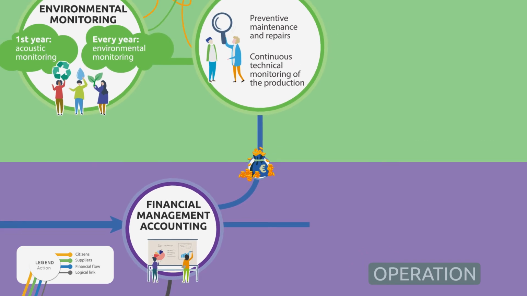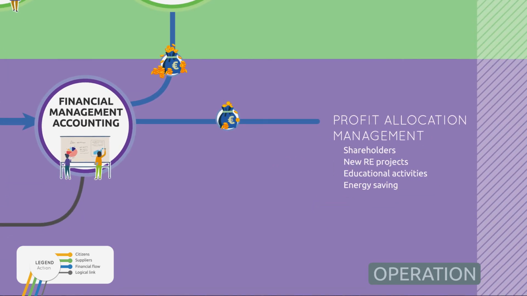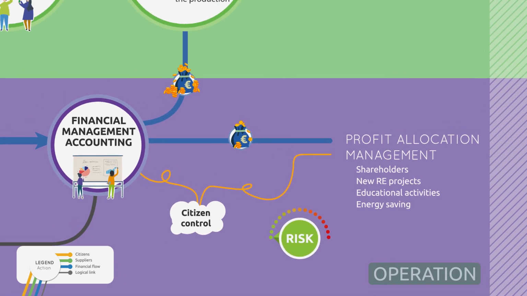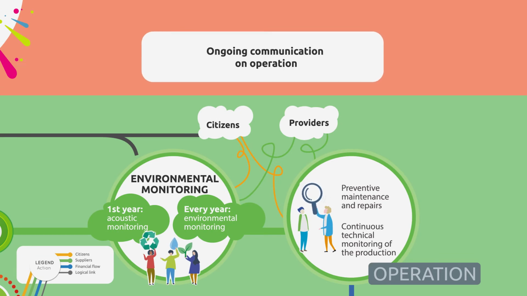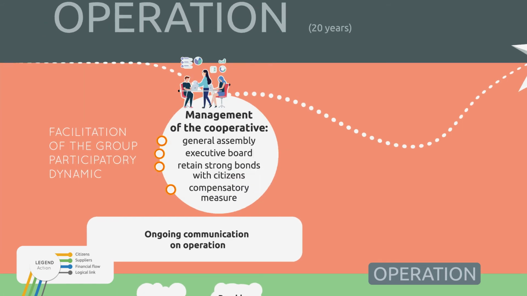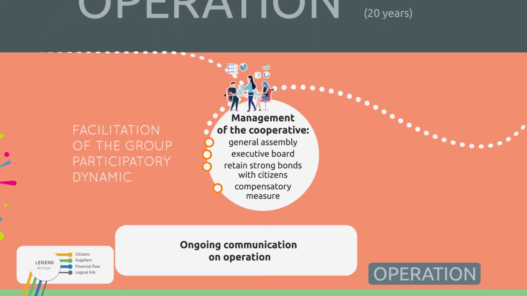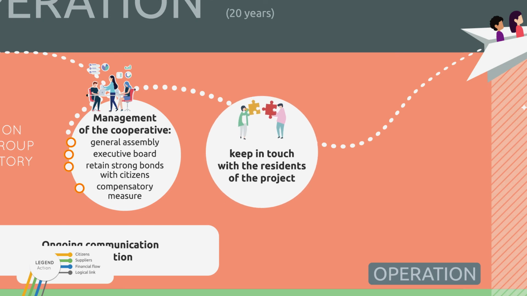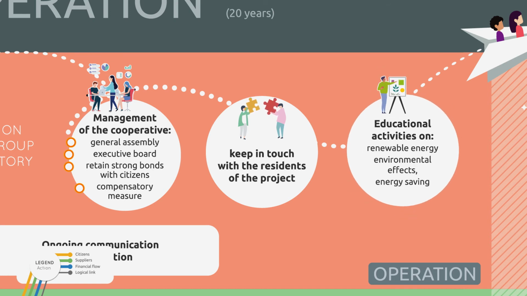This will also help manage the profit allocation that is distributed to shareholders, new renewable projects, education activities, and energy saving. Ongoing communication and operation is essential for the facilitation of the group participatory dynamic. It will have to include management by the cooperative, composing of the General Assembly and Executive Board, retaining strong bonds with citizens and taking compensatory measures. It is essential to maintain a constant relationship and a good communication with the residents of the project. Education activities are also showcased to teach target groups about renewable projects, environmental effects, and energy saving.